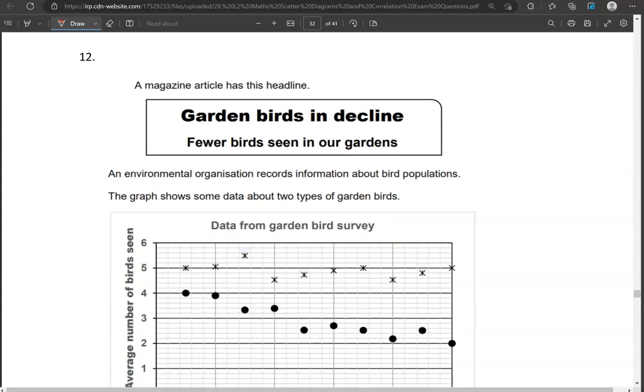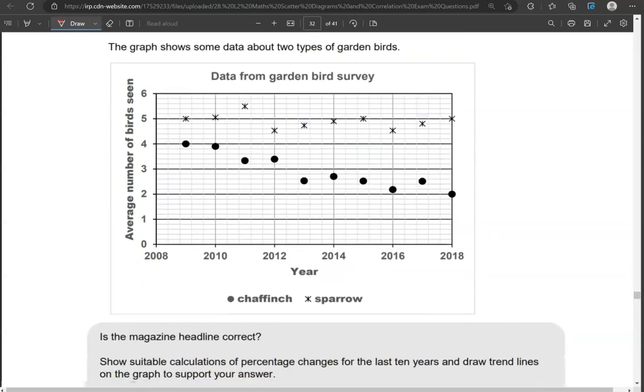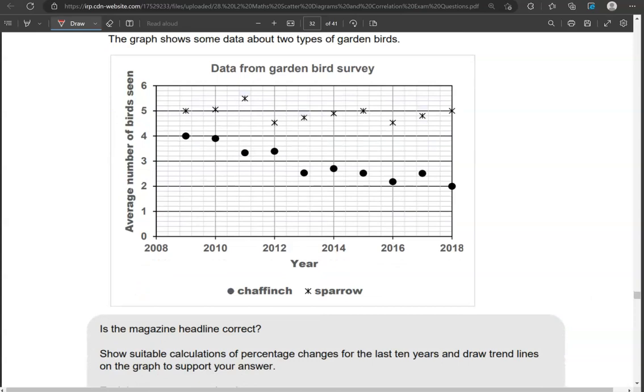A magazine article has this headline: Garden birds in decline. Fewer birds seen in our gardens. An environmental organization records information about bird populations. The graph shows some data about two types of garden birds. Is the magazine headline correct? Show suitable calculations of percentage changes for the last 10 years and draw trend lines on a graph to support your answer. So we'll do two things: calculate percentage changes and draw trend lines, which are lines of best fit.